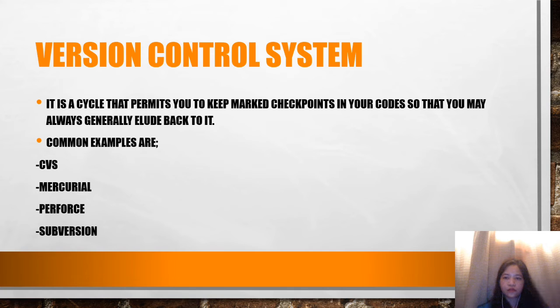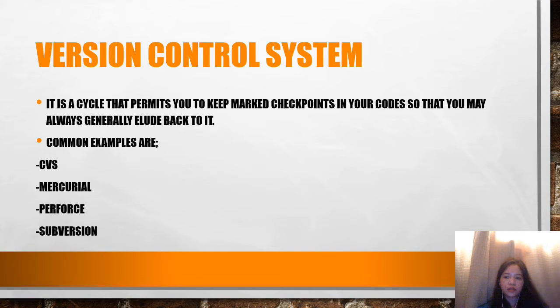Next is version control system. Version control is a cycle that permits you to keep work checkpoints in your code so that you may always load back to them. Notwithstanding that, version control is a fundamental tool for working together with different developers, or we can say that it is a practice of tracking and managing changes to software code.